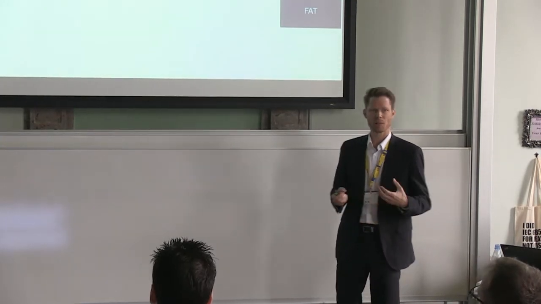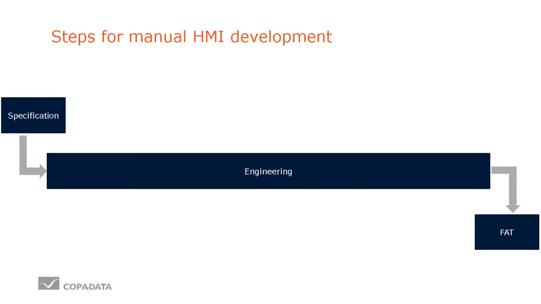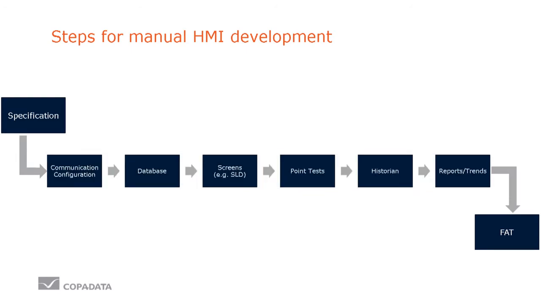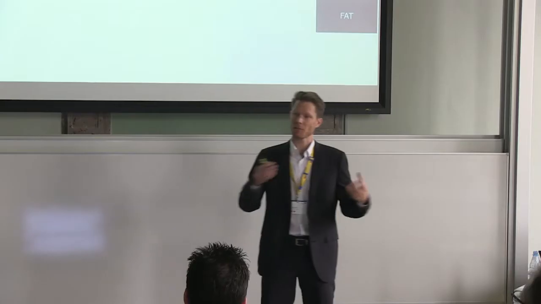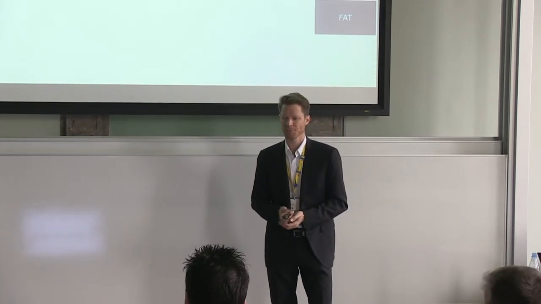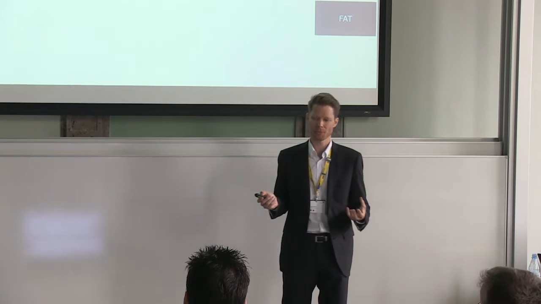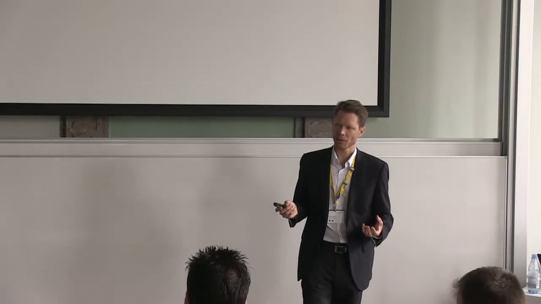In detail, these steps are: I have to configure the communication part, then I have my database. Then I draw the screens, the single line diagrams, maybe the system diagram, which we saw before. I make some point tests. Maybe I also configure a historian, or I configure reports and trends. And after that, I can do the factory acceptance test. So these are the manual steps. And why else would I do automation except that it's work for an annoying appendix?